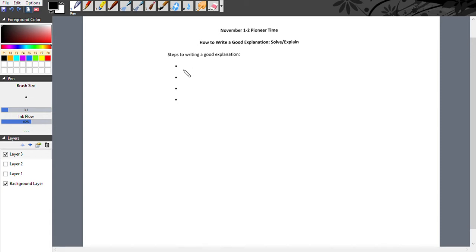Step number one, the first thing that you should do with every problem is to find out what you are solving for. So this might seem like a really basic thing to figure out, what you're solving for, but it's a really good idea whenever you're doing a Solve Explain problem to read whatever the problem is and underline some of the important information. Find out what exactly are you solving for.